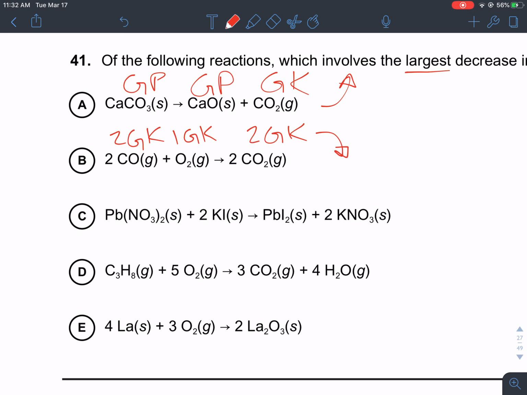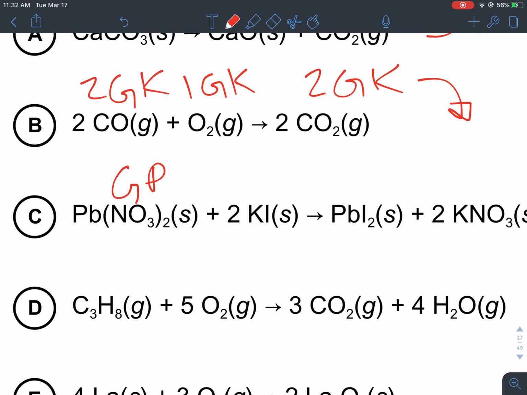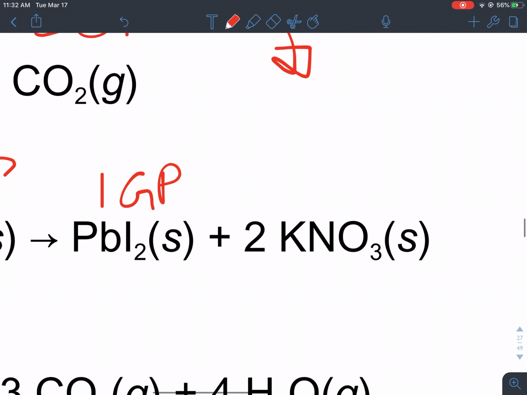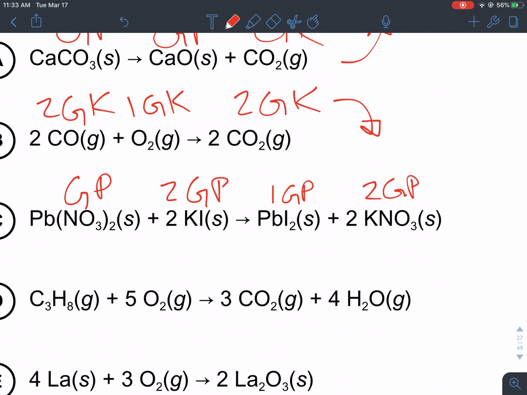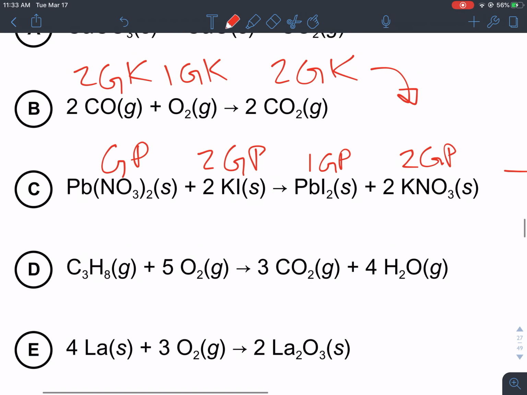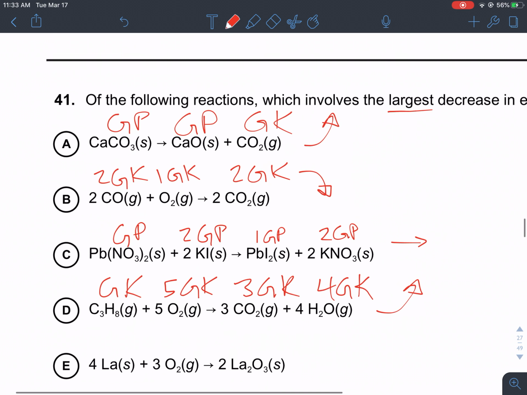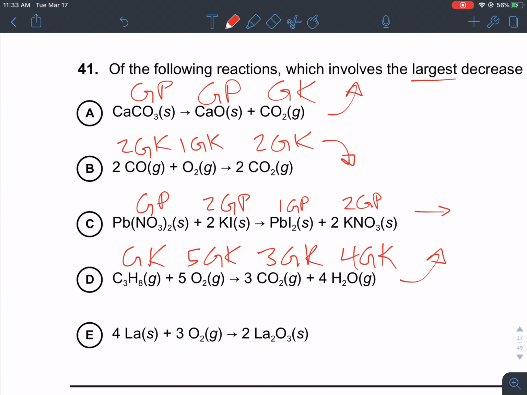But it says largest decrease. All right, now you have 3 grandparents becoming 3 different grandparents. No, that's no change in entropy. The entropy is the same. You have a grandkid plus 5 grandkids, yielding 3 grandkids and 4 grandkids. So in other words, you have 6 grandkids becoming 7 grandkids. There's more disorder there. Your entropy has increased. Looks like B is our winner, but let's check the last one.